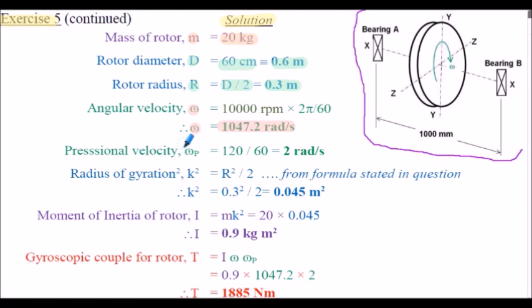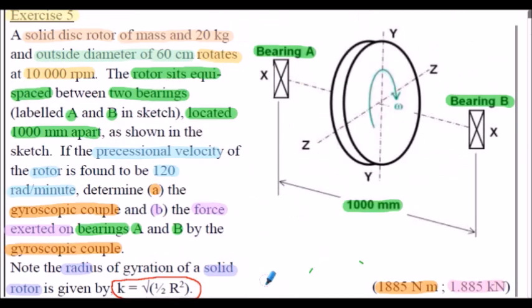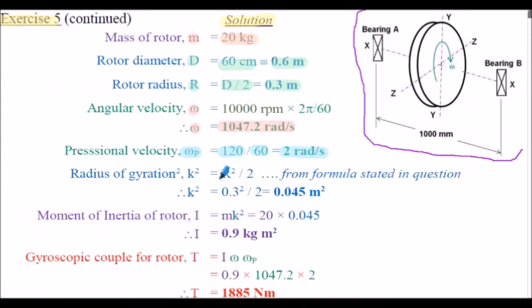The precessional velocity is stated in the question, omega p. It was actually stated as 120 radians per minute, so we need to divide that by 60 to calculate radians per second, so that's 2 radians per second. We were given in the question the formula for radius of gyration for a solid disc, shown here. It was actually K is equal to the square root of a half r squared. And if we were to square both sides, we could write that as K squared is equal to a half r squared. And that's essentially what I've done here. K squared is equal to a half of r squared. That's essentially the formula stated in the question.